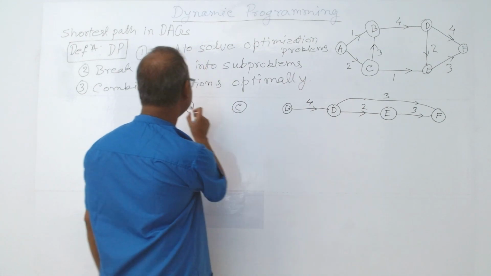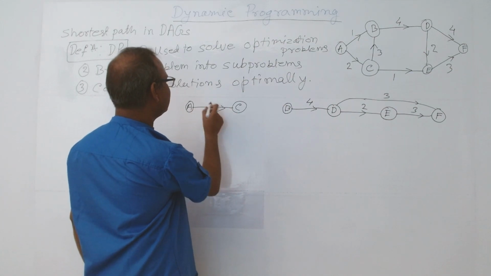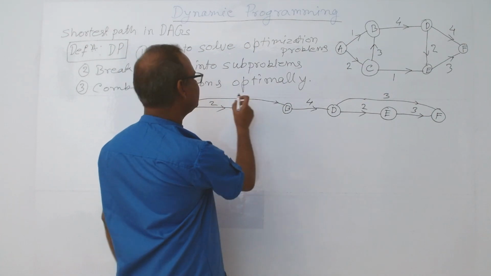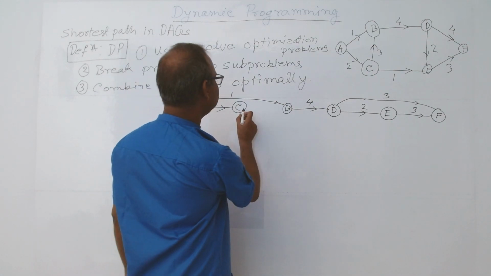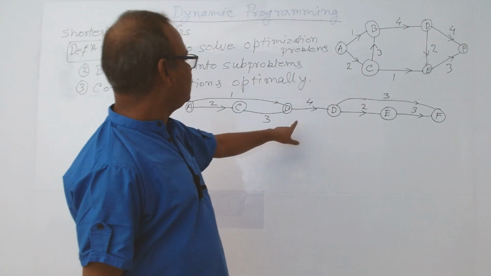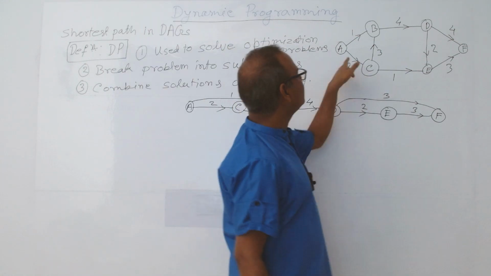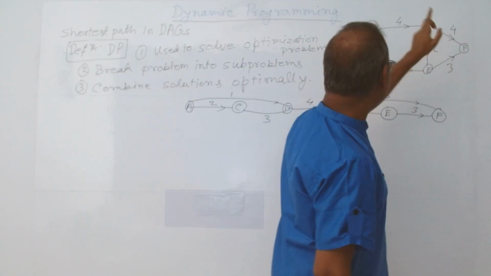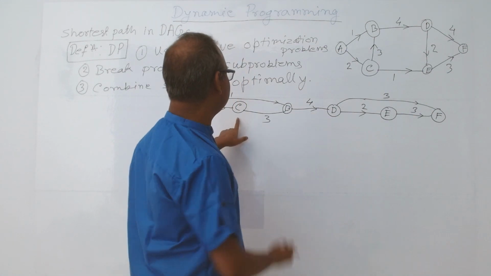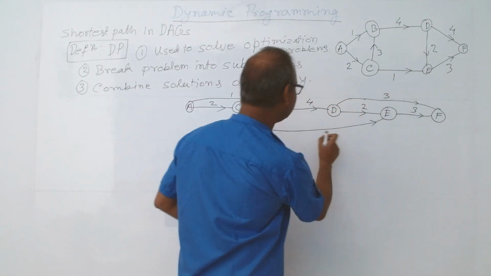Okay, this is C, this is A. Now A to C is 2, and A to B is 1, and C to B is 3. Have I drawn all the edges? 1, 2, 3, 4, 5, 6, 7, 8. One more edge is there. D to E I have drawn, C to E I have not drawn. So there is one more edge, C to E, which is 1.